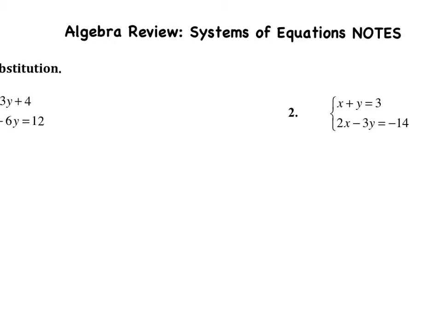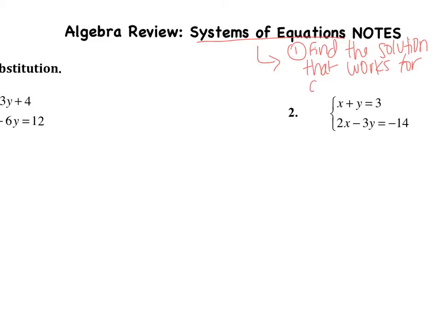Before we jump into our examples, I just want to review what it means to solve a system. Anytime you're solving a system, you have two or more equations. The first meaning, which is an algebraic meaning, is you're finding the solution that works for all equations. So you're finding the points that work in all of the equations.